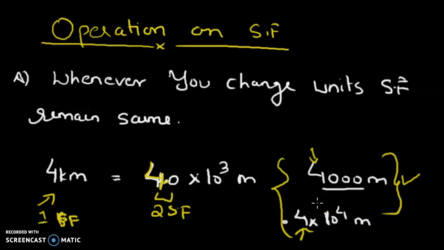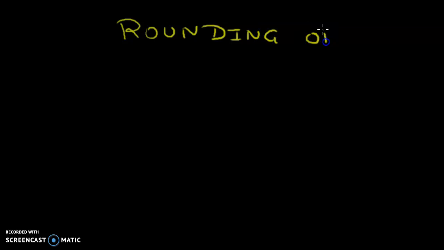So I can write it like this one and this one only, because the number of significant figures has to be kept. Then the next important thing with significant figures is rounding off. Let's talk more on rounding off. You must have learned it in your previous classes, but let's make it more clear.